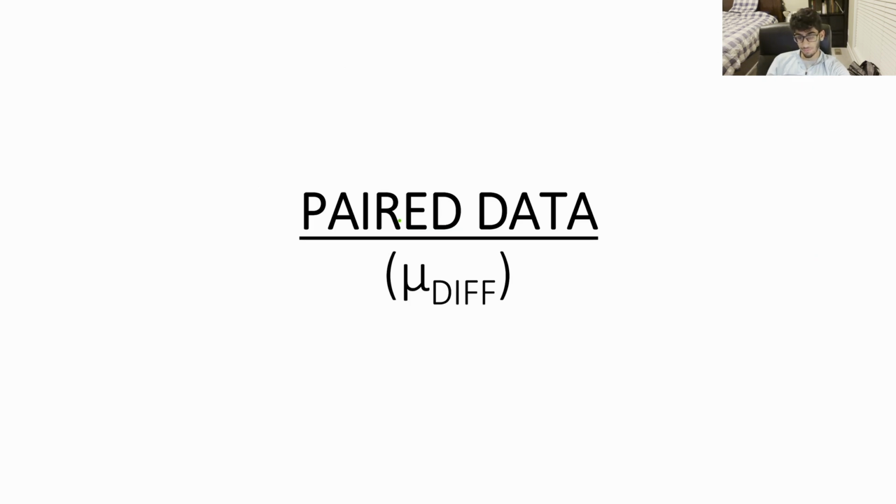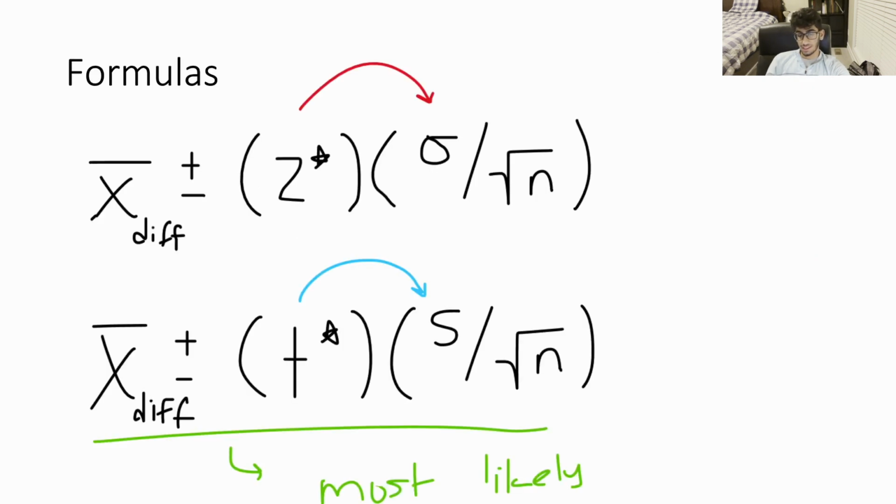Okay, and then we have paired data. And this is our mu of diff. Here are the formulas for this. You're either going to use a z or a t, and most likely it's going to be t. Remember, it all depends on your standard deviation. If it's a sample, use t. If it's a population, use z.